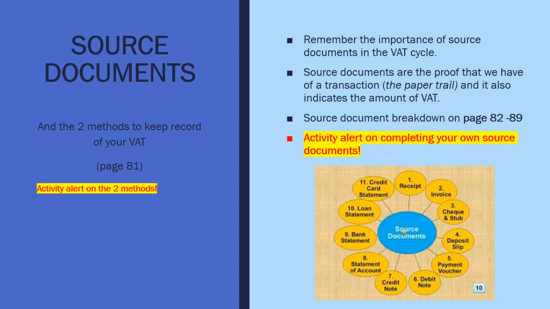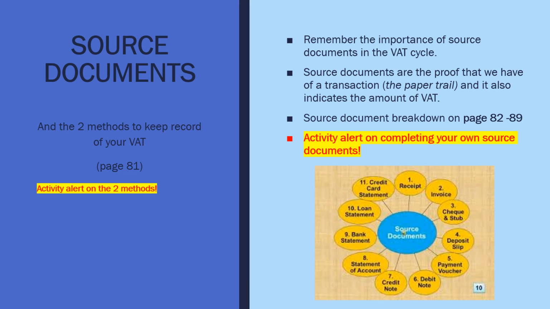The reason why source documents is an important part of this chapter is because source documents show that. I said in the previous learning unit 1, source documents give us the detail of a transaction that occurred. It's the paper trail. It's also then the paper trail for not only what I bought, but also if there's VAT applicable or not. Okay, so that's why source documents form a part of our learning unit 3. So they are the proof that we have a transaction.